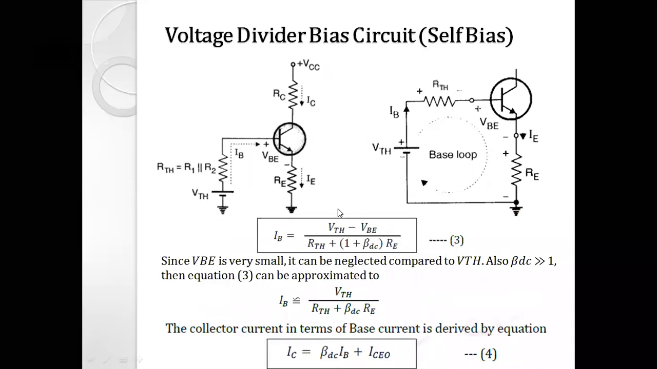From this relationship, IC is equal to beta times IB plus ICEO. Substituting this IB into this equation, we get the first coordinate of this operating point, IC, right? ICQ.